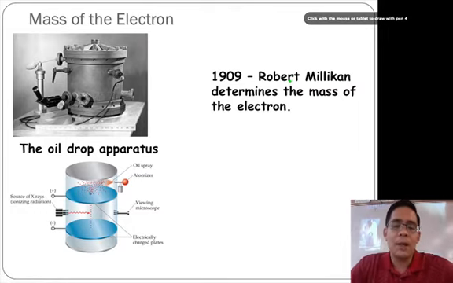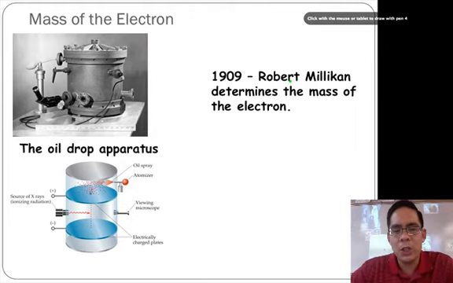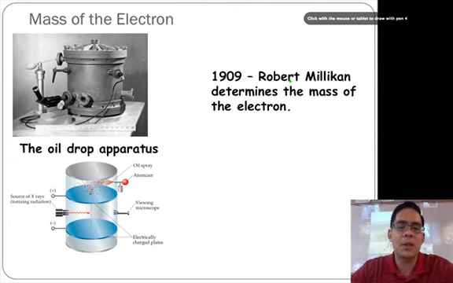That leads us to another idea, which is the mass of electrons. So once J.J. Thomson was able to figure out the mass-to-charge ratio, Robert Millikan was able to actually determine the mass of the electron itself.